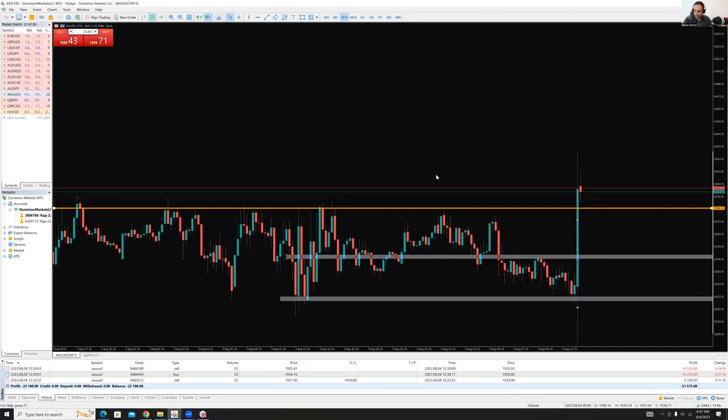All right, so after the 15-minute candle closes, we're going to start our zones and sessions. Zones, support resistance zones. That was the most basic way I traded in the beginning.